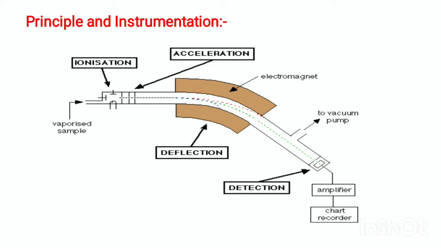This is the instrumentation of mass spectroscopy. As you can see, first ionization occurs, then acceleration, then deflection, and then detection. Let's see about this in the next slide.